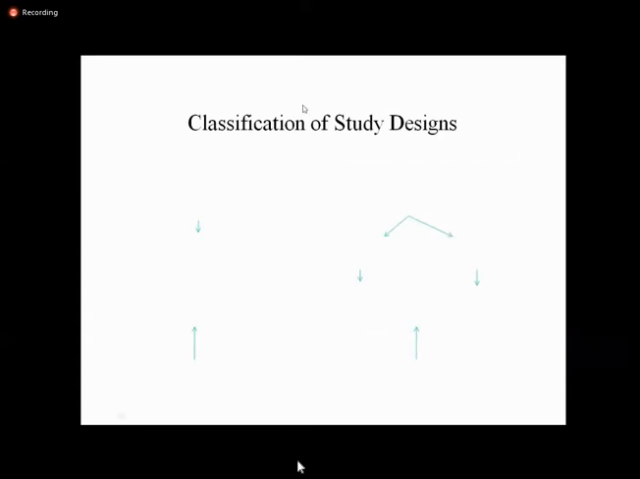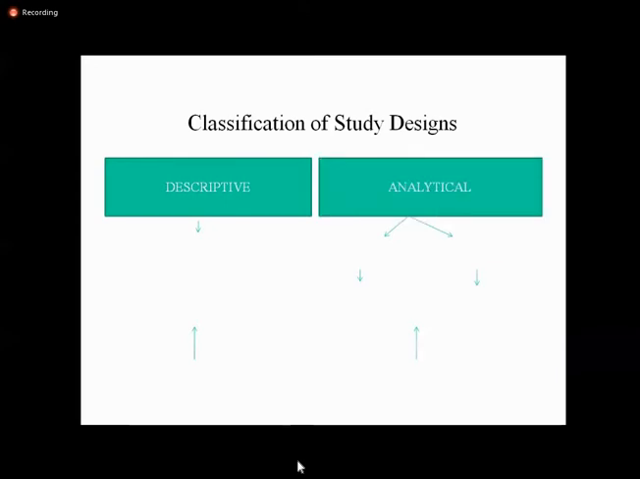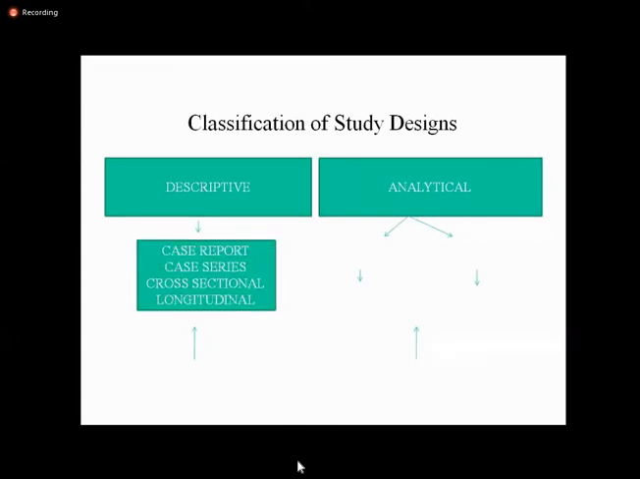The classification of study designs: we divide study designs into two big classes. One is called descriptive and the other is analytical. The descriptive study designs further have different types: the case report, case series, cross-sectional and longitudinal study designs. On the other hand, the analytical is divided into observational and experimental.